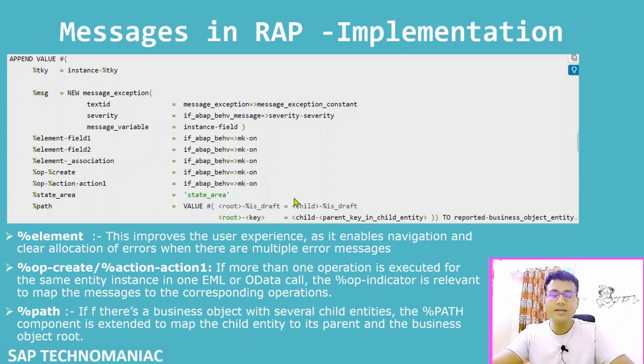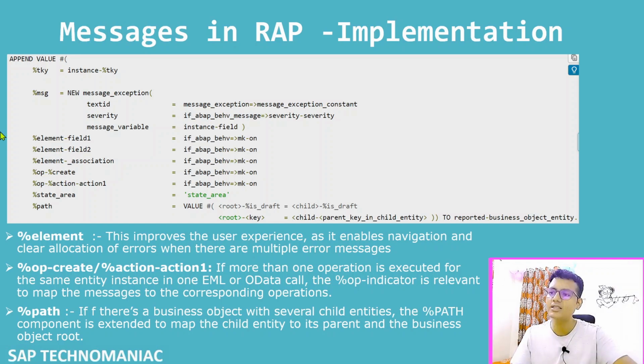The last thing, the %PATH. If you are displaying any error, warning, or information messages from the child entities or the grandchild entities, then you have to link to the root entity as well. So you have to pass some link whenever you are sending back the message. You have to tell that this message is coming from this child entity, but you have to pass what is the parent entity of this and what is the root entity of this.